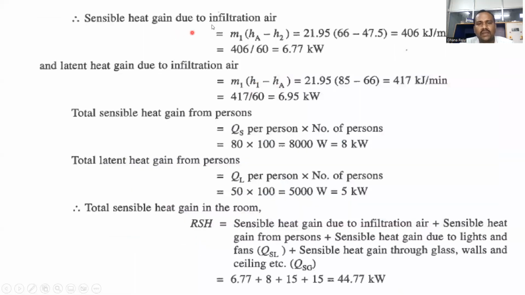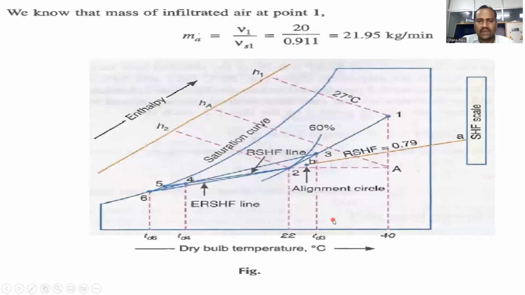So sensible heat gain due to infiltration means mass of air into HA minus H2. If you look at the previous slide, here we will get point 1 and point 2. From point 2 draw a horizontal line, and from point 1 draw a vertical line. So we will get point A as the intersection point. From H2 to HA, there is an increase in temperature because heat is added. It is called sensible heat.